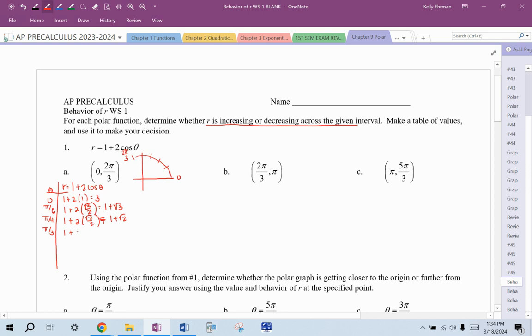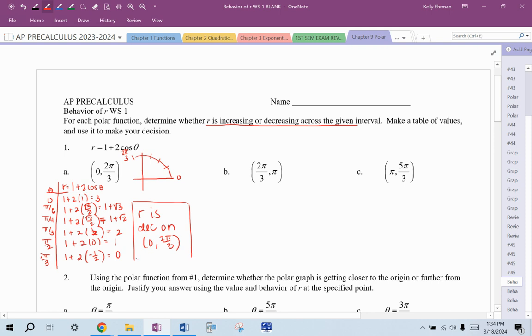Pi over 3. 1 plus 2 times 1 half. 1 plus 1 is 2. So we went from 3 to 2 point something to 2 point something smaller to 2. Pi over 2 is 1 plus 2 times 0. So down to 1. And then finally 2 pi over 3. 1 plus 2 times the cosine of 2 pi over 3 is negative 1 half because you're in quadrant 2. So 1 minus 1, 0. So what are these r values doing? r is decreasing on 0 to 2 pi over 3.